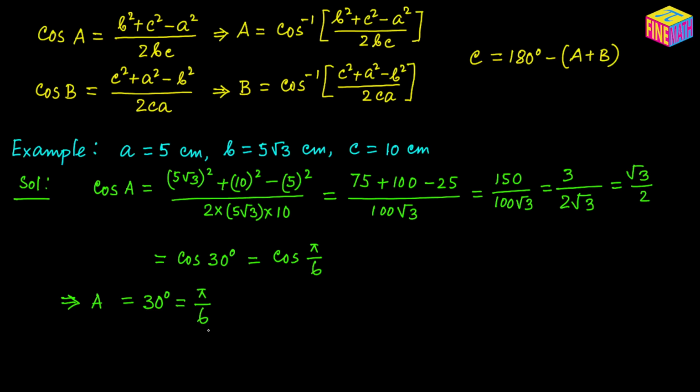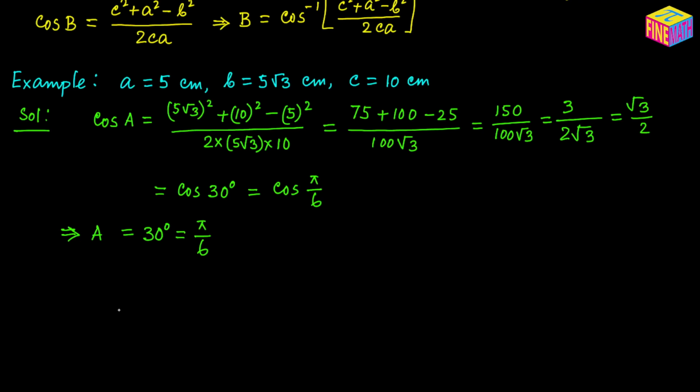Now let's try to find the value of B, the interior angle B. To find the value of B, let's use the cosine of B formula here. So cosine of B is equal to C squared plus A squared minus B squared over 2CA. Now what is C? Well, in our example, C is actually 10 centimeters, so that would be 10 squared plus A squared. What is A? A is actually 5 centimeters.